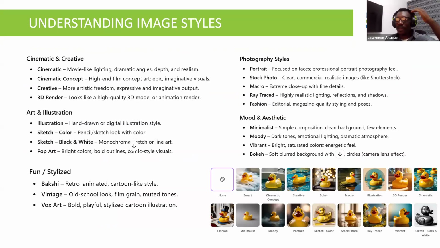So when you are creating this, you have at the back of your mind that the first one is cinematic and creative. When you are watching a movie, there's the way the lighting is done, which is different from the way the lighting is done in a photo studio. So: movie-like lighting, dramatic angle, depth, and realism. Now, cinematic concept, high-end film concept art. Sometimes it could be epic, imaginative visuals.